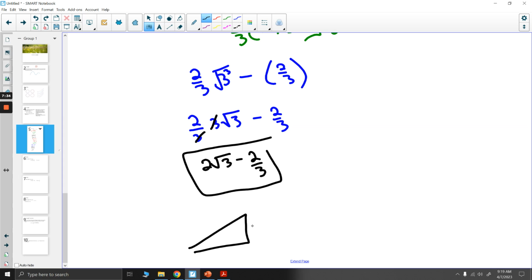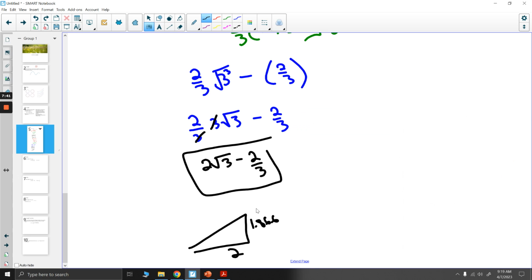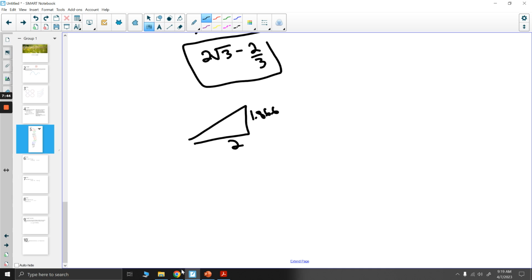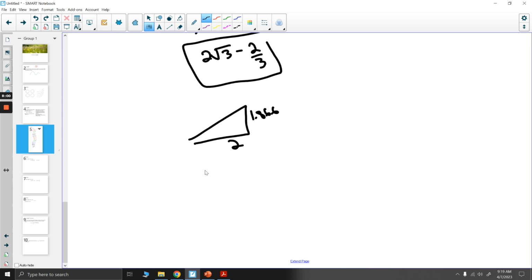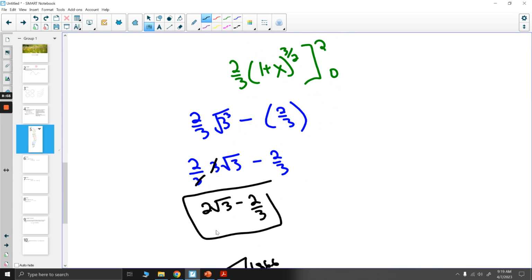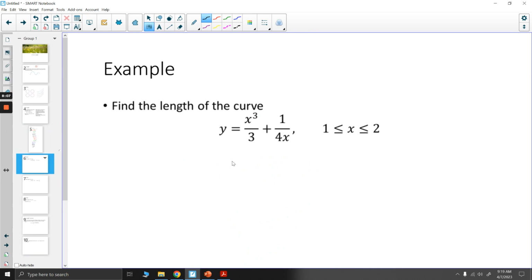If we had some triangle, 1.866, and we had a base here of 2, then we could find this length here by just taking the Pythagorean theorem, right? So square root of 4 plus 1.866 squared gives us 2.735. That's pretty darn close to what we ended up with. And so that would at least make logical sense for us. So that is our length. Okay, let's try another one.